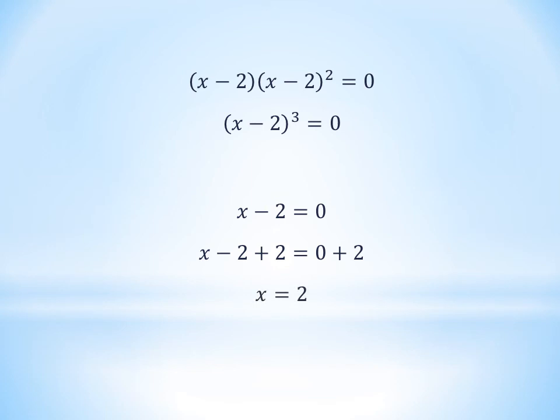And since we have 3 factors of x minus 2, the solution for our polynomial equation is just x equals 2 with a multiplicity of 3.